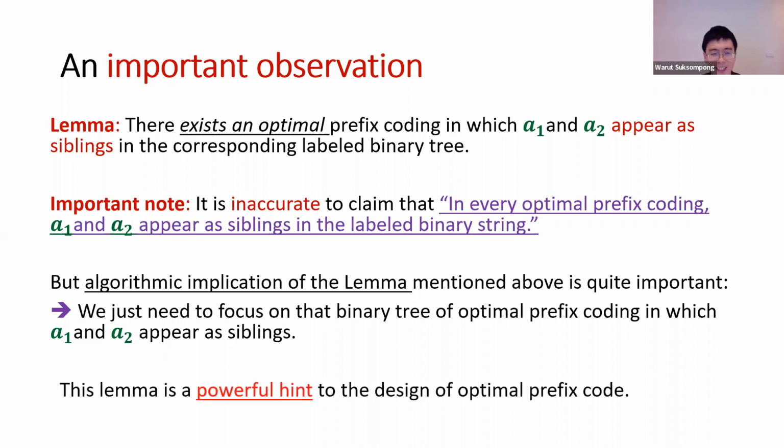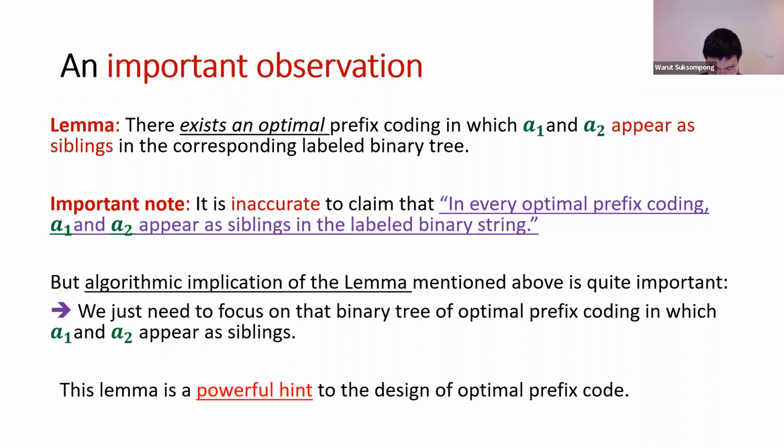Now, in this case, it's maybe not that clear how to continue, unlike in the greedy algorithms where we take one step, and then we take the next item, the next item with the next value per weight, or the next heaviest item. So here, we know that we can assume A1 and A2 are at the deepest level and they're siblings. But then what? There are still many trees with A1 and A2 at the deepest level, and also as siblings.